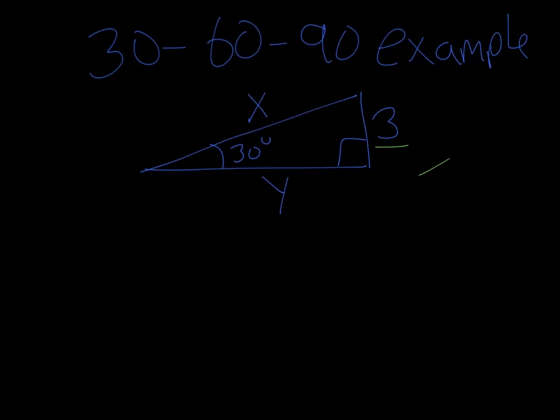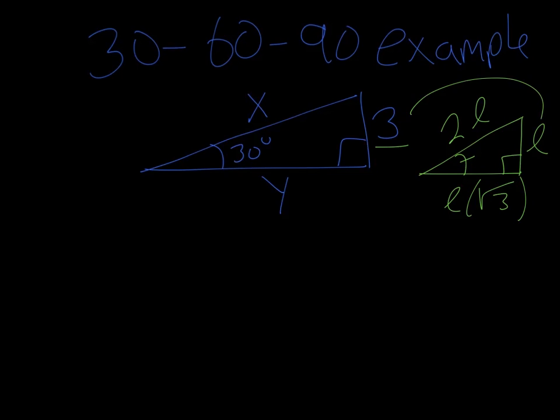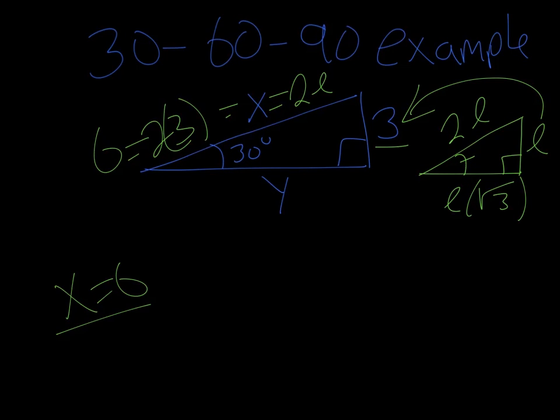If I consider our generalized form of a 30, 60, 90, let's say this angle is the 30 right here. Okay, across from the 30, we call that L. The hypotenuse we know to be double whatever L is, and we know that the last side would have to be L times the square root of 3. Okay, we can use that to our advantage. Here's L. We know L is 3, which would mean that x has to be 2 times L, or 2 times 3, which is 6. That wasn't too bad. So x is 6. There's one answer.